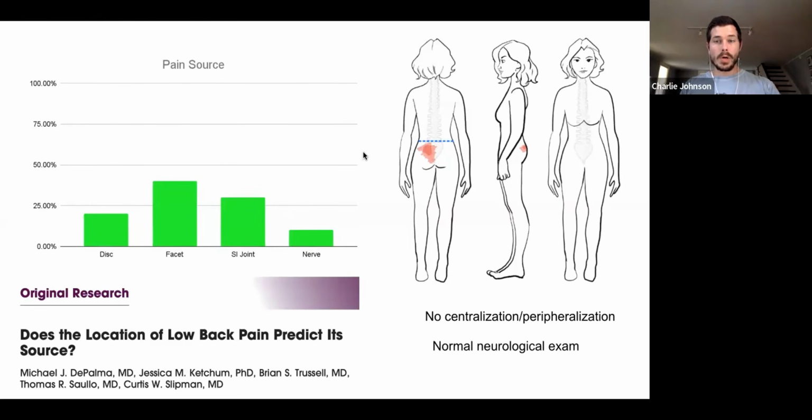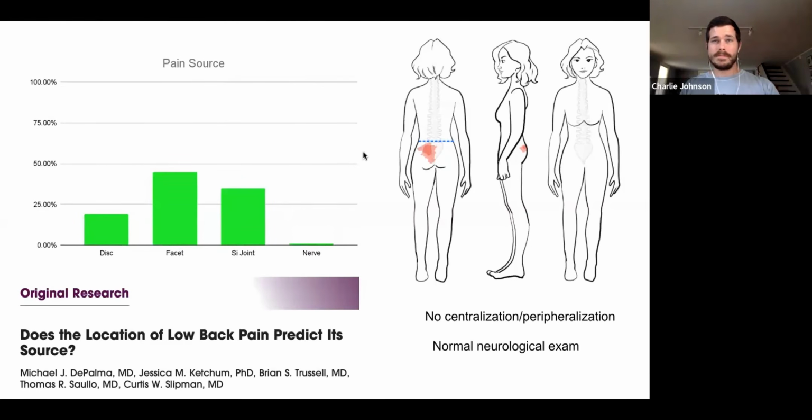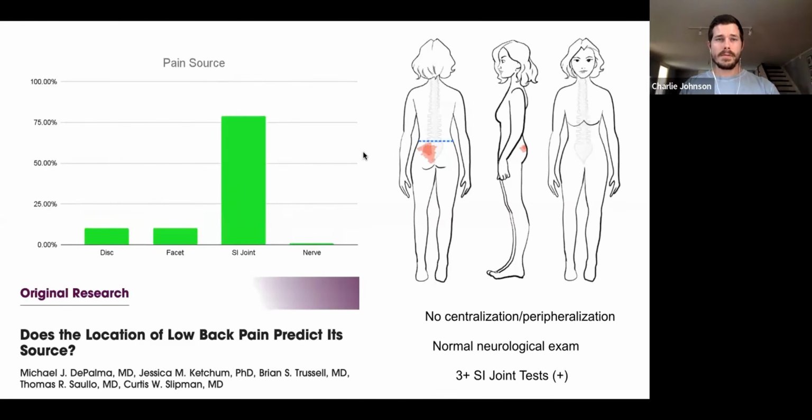And then normal neurological exam, nerve, not nerve, three or more SI joint tests are provocative of your pain, boom, 78% chance you have an SI joint problem. How cool is that? You didn't need an SI joint injection, all that pain, all that suffering, all that money. You're on YouTube and you figured it out, right? All right, so let's keep going.